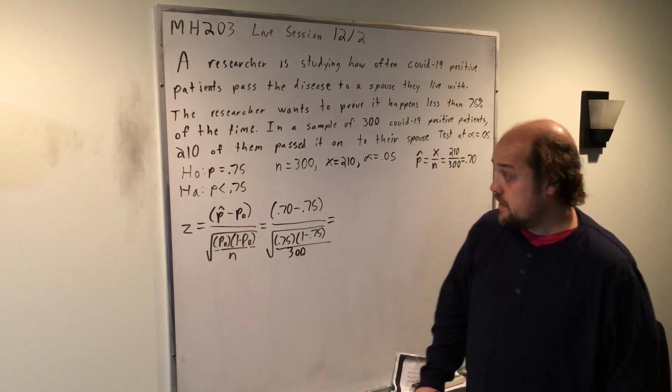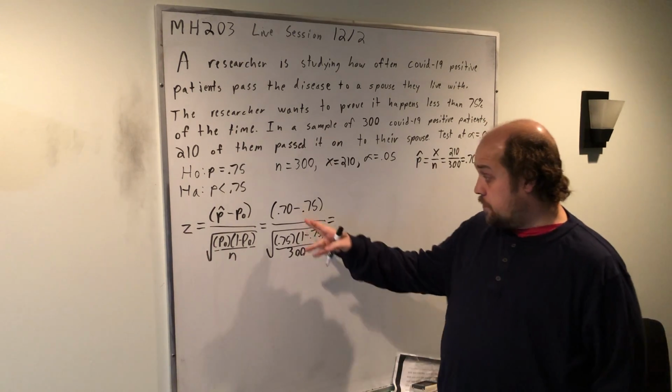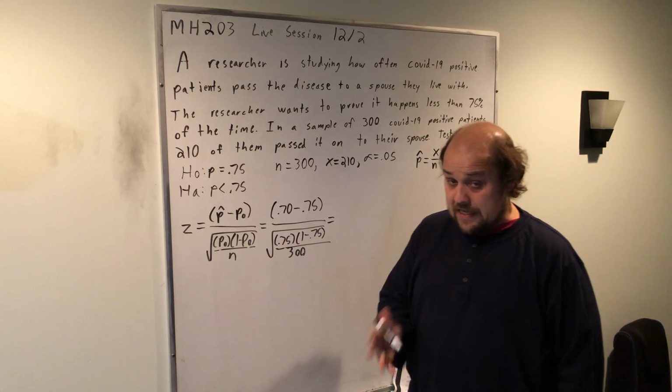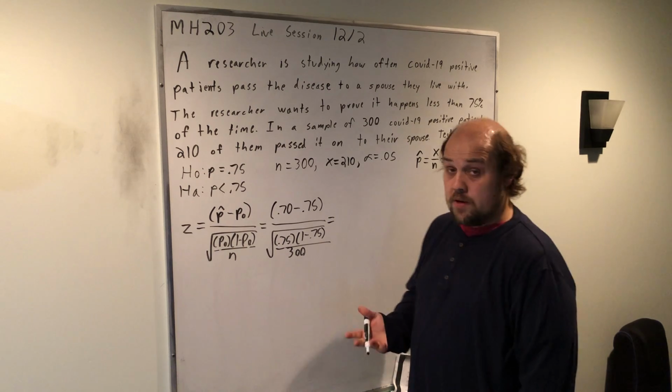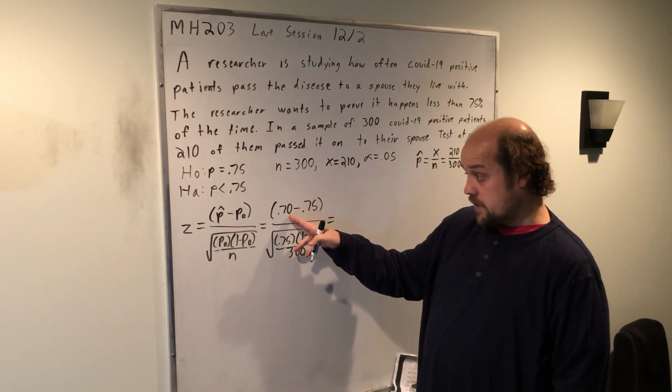Most common mistakes that students make when they're setting up things like this the first time is accidentally putting this 0.70 in the bottom instead of 0.75. It is important. It's not going to change your answers a ton, but it's going to change them enough that they're going to be wrong.